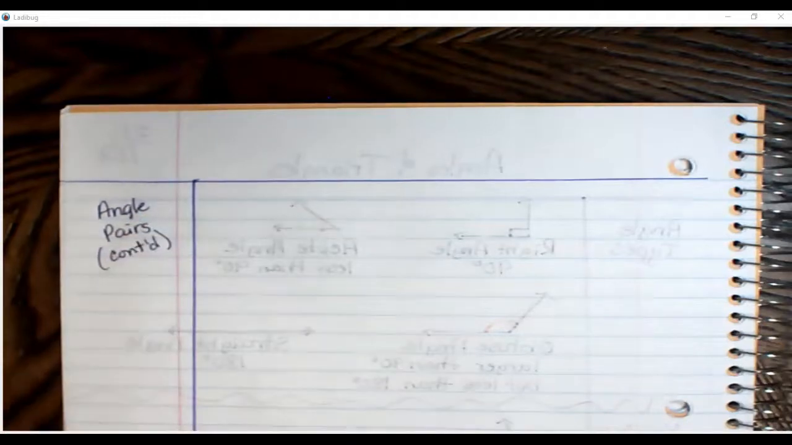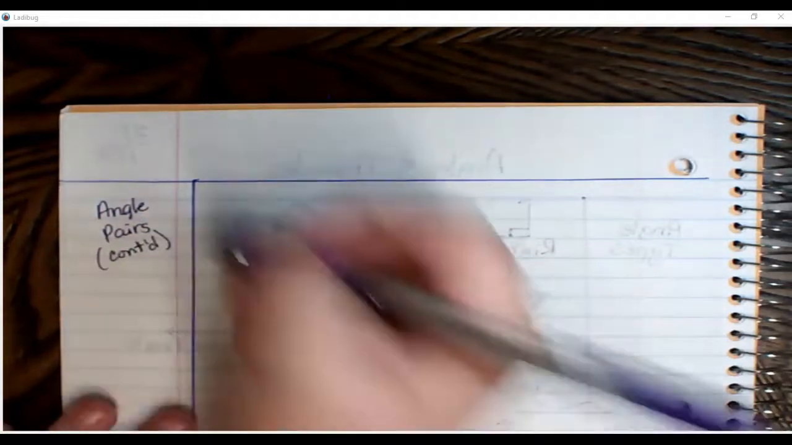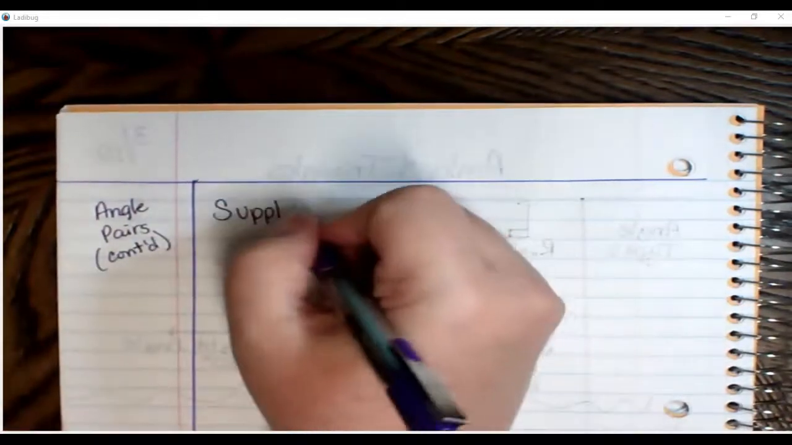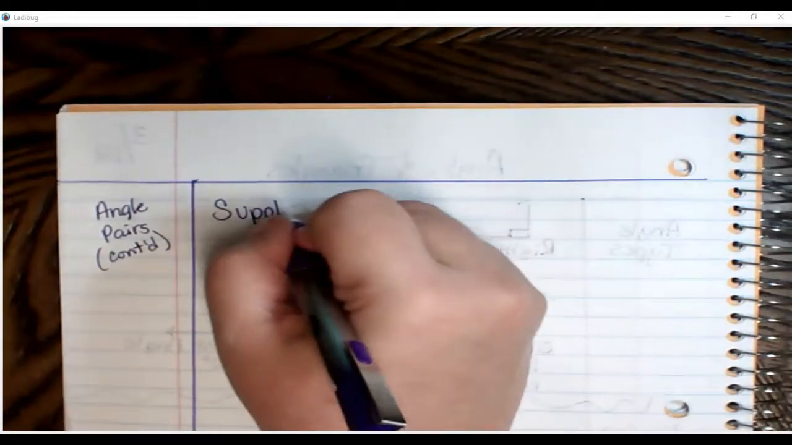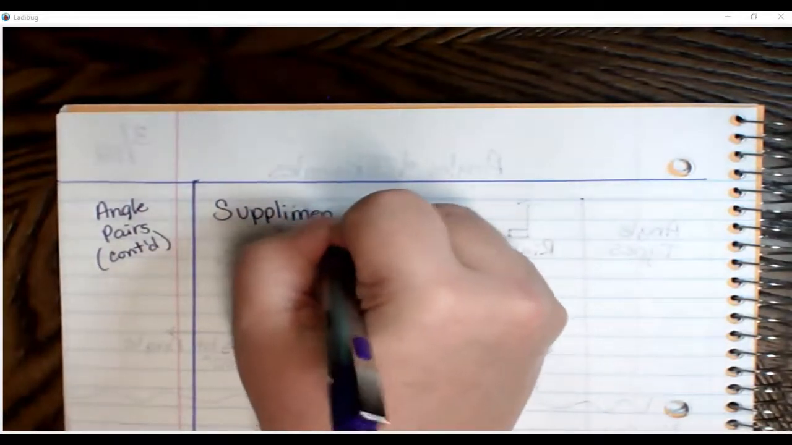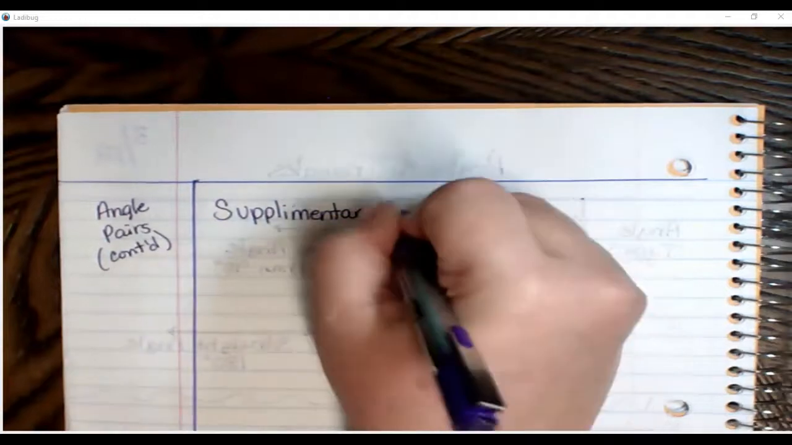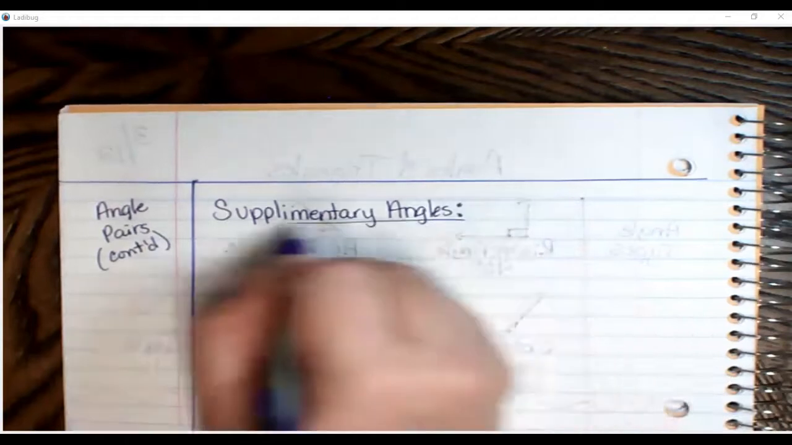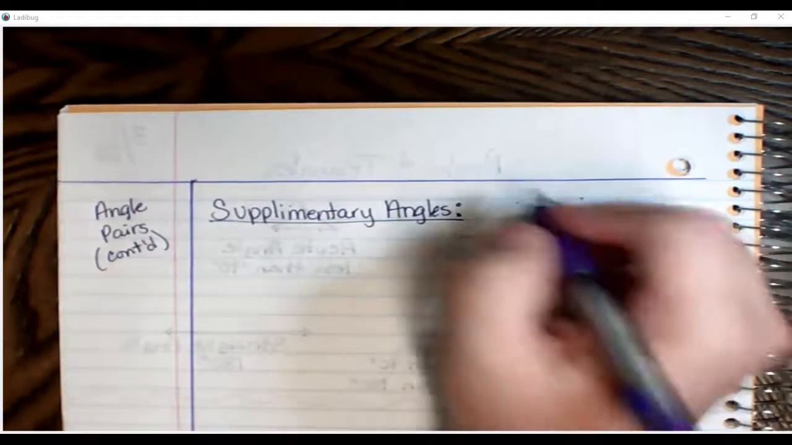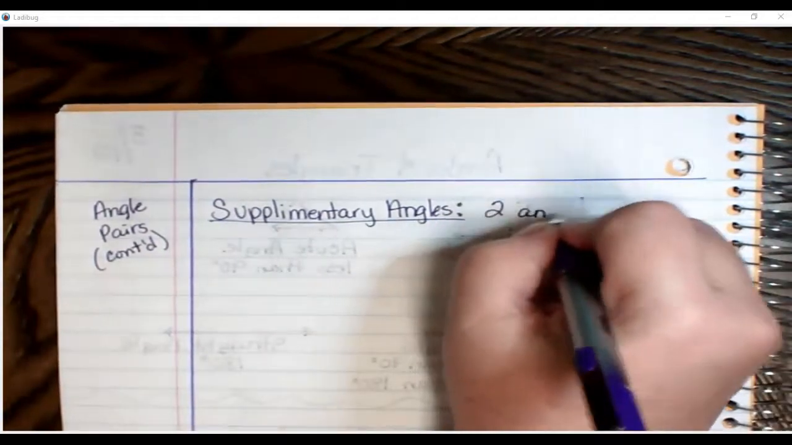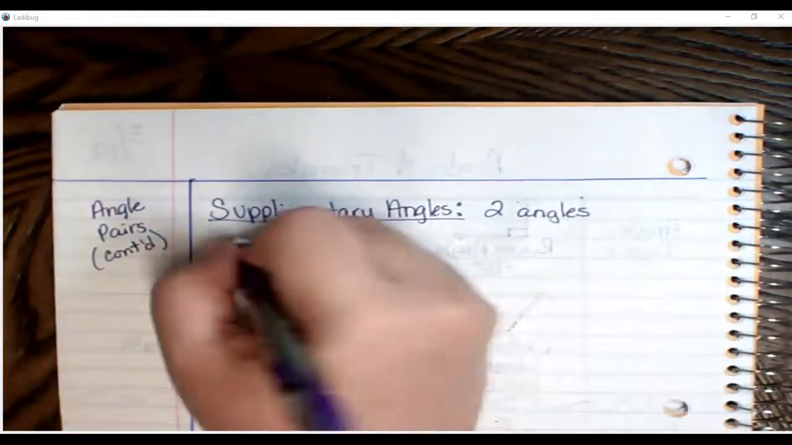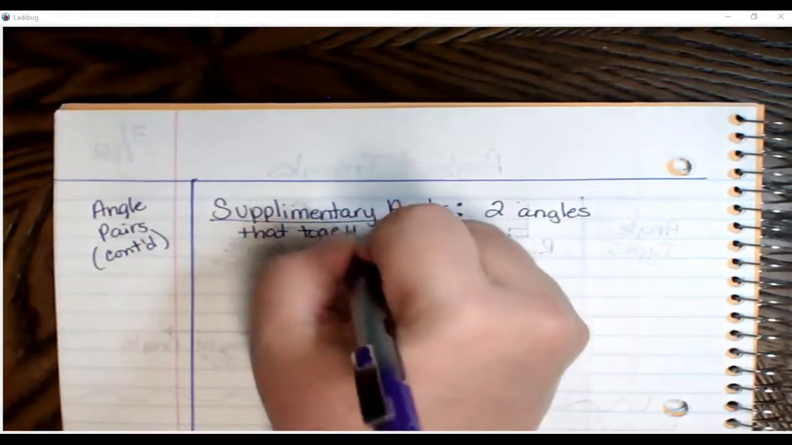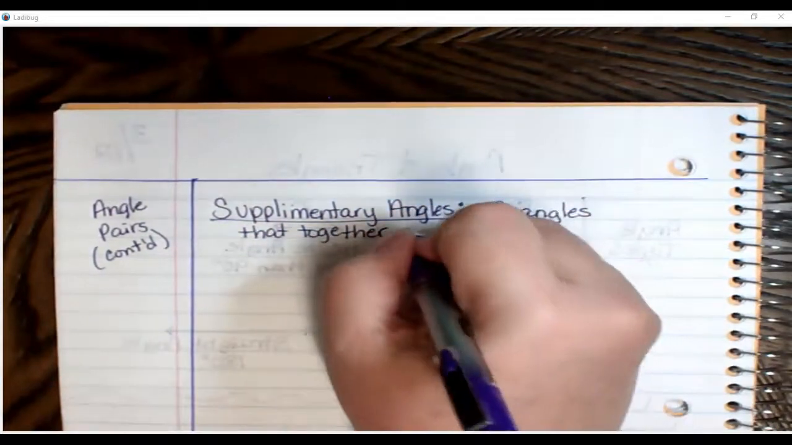All right, so we talked about complementary. Now we're going to be talking about supplementary angles. Supplementary angles are two angles that together make a straight angle.